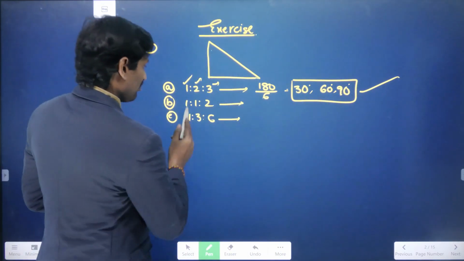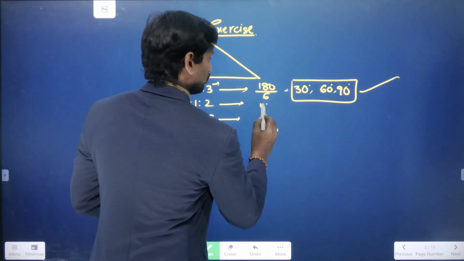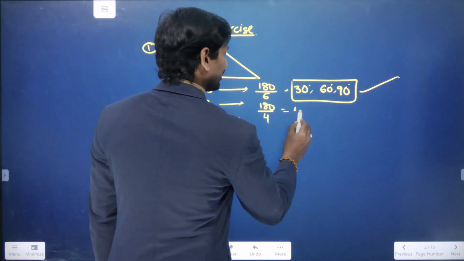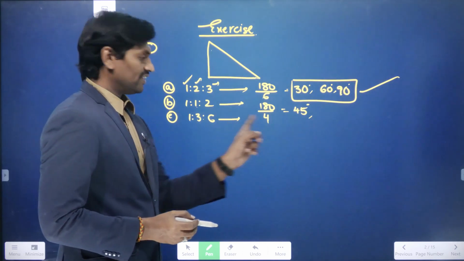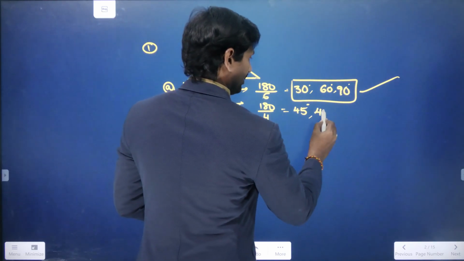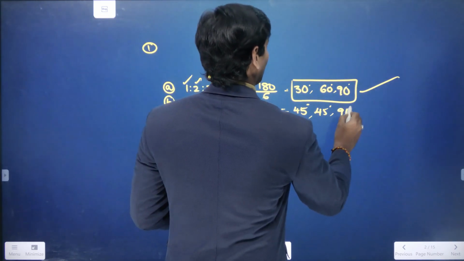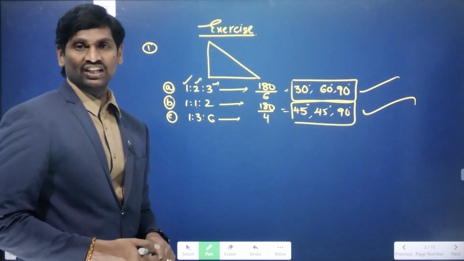Now coming to 1:1:2. 1 plus 1 plus 2 is 4. 180 divided by 4 is exactly 45. So one angle is 45, the second one also 45, and two 45s make 90. So 45, 45, 90. It is also forming a right angle triangle.